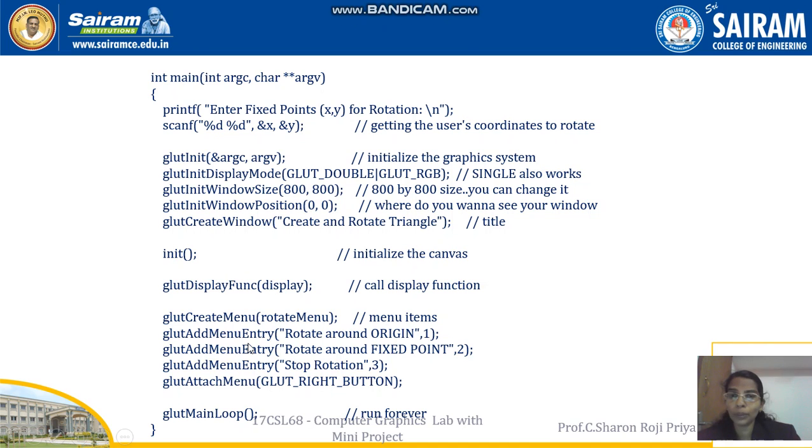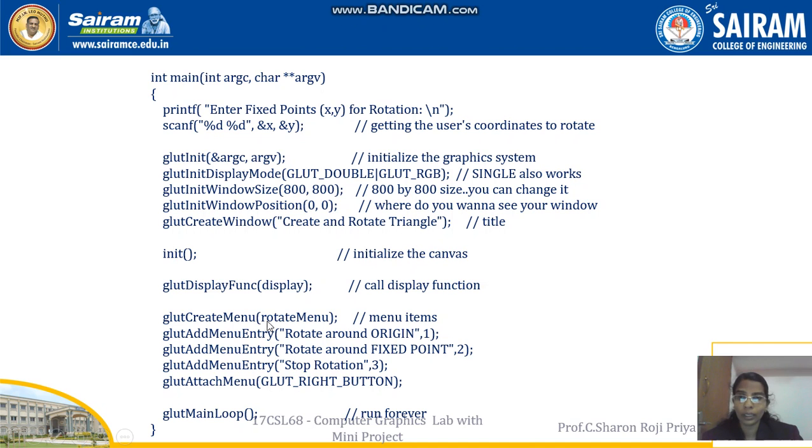glutAddMenuEntry. The first menu I'll keep as rotate around origin and the ID is 1. Next is glutAddMenuEntry, rotate around the fixed point. The corresponding ID is 2. And glutAddMenuEntry, I have one more menu, that is to stop rotation, ID 3. All these menus should be attached to one of my mouse buttons. So here I am attaching to my right mouse button: glutAttachMenu right mouse button.